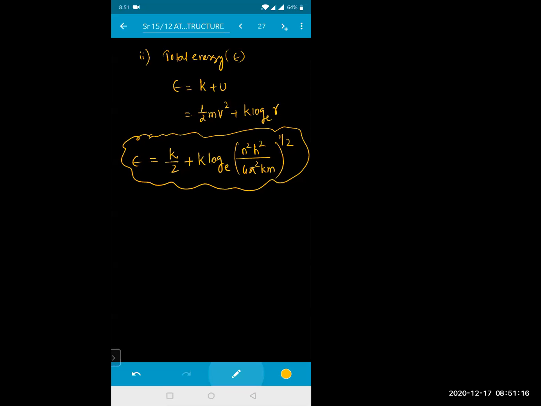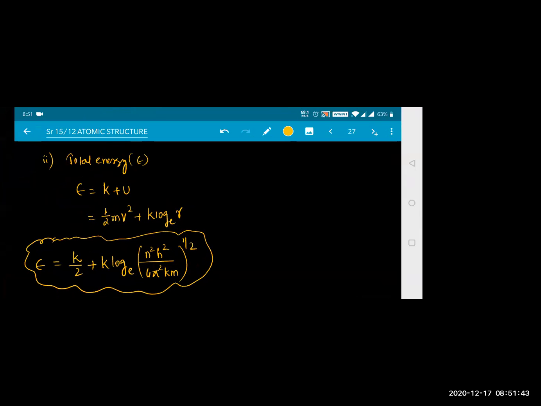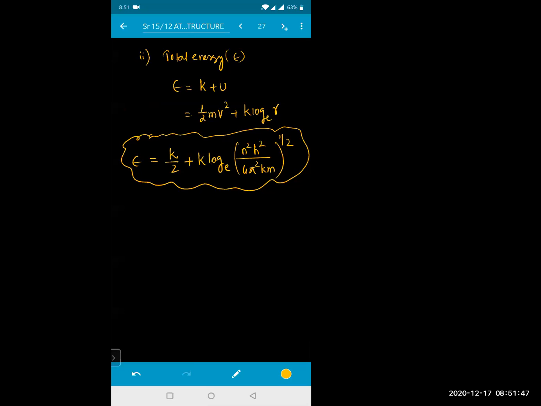Okay na? Is that clear? అర్థమైందా? క్లియర్ అన్నాను?